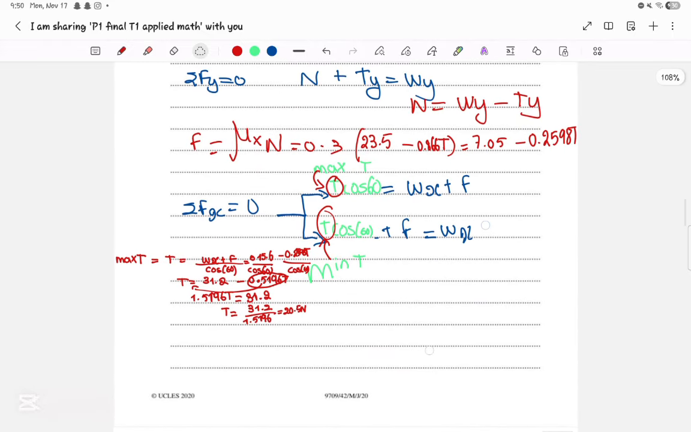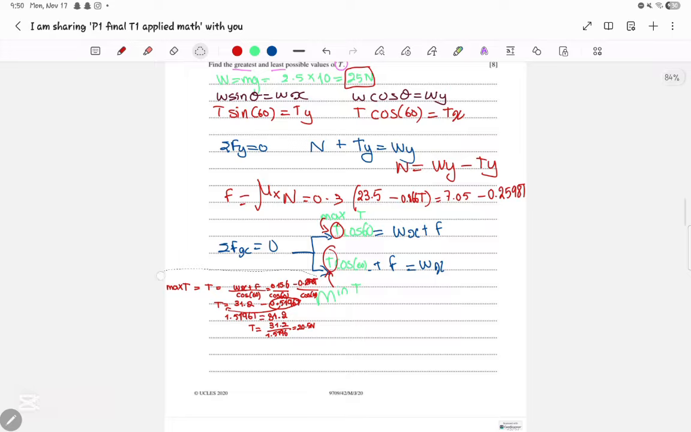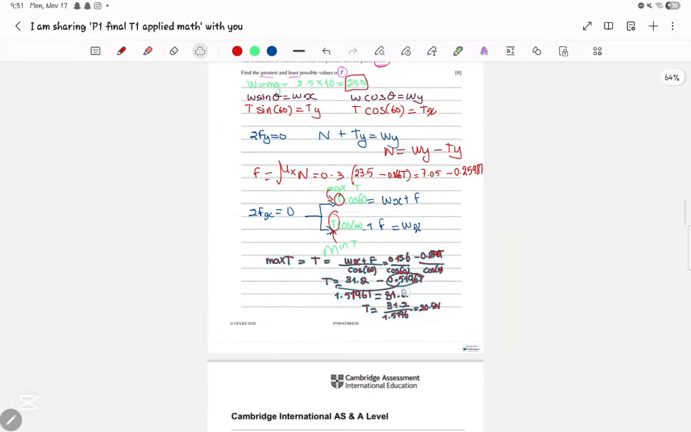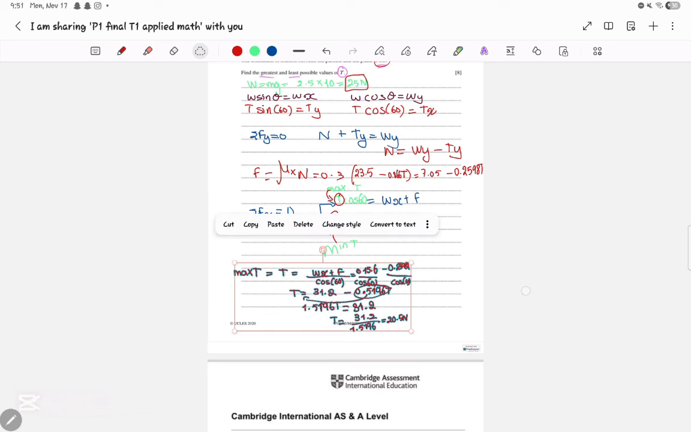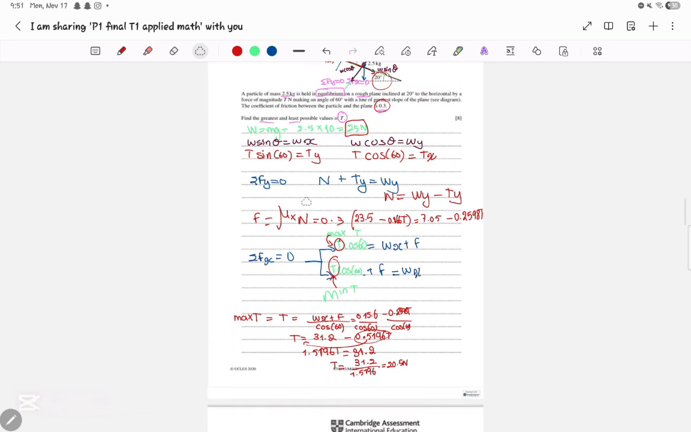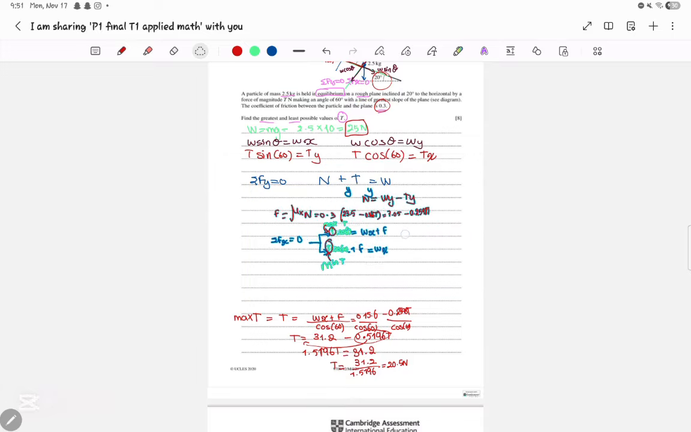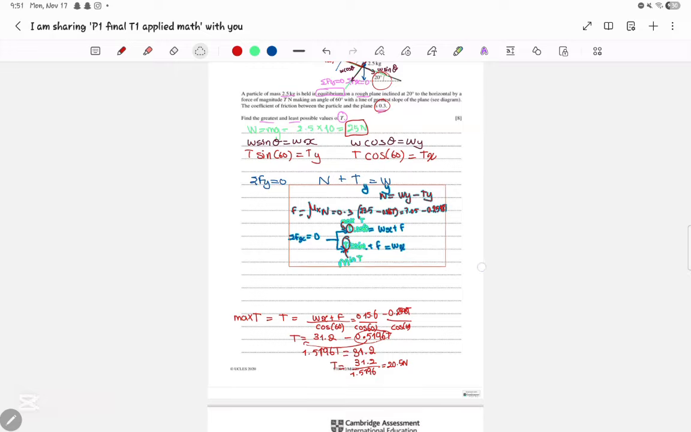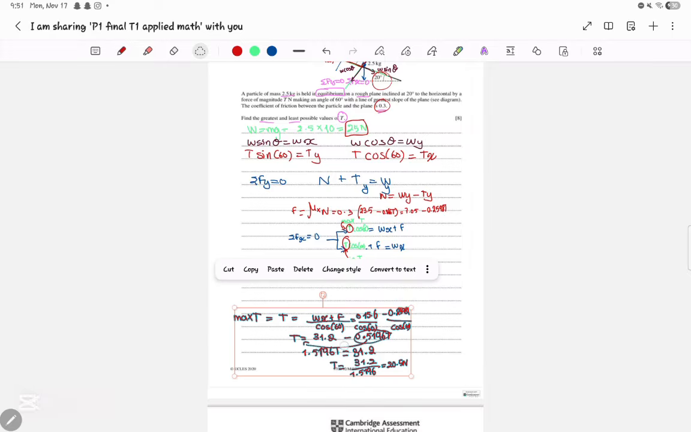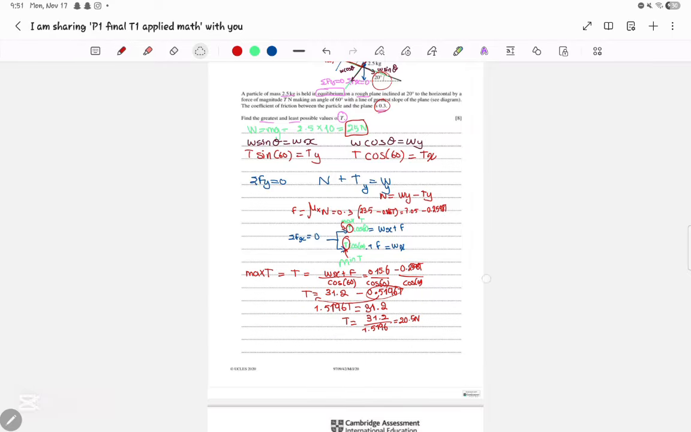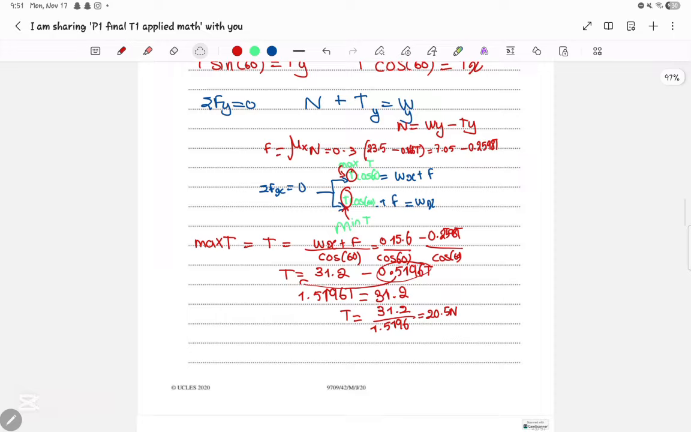Actually, it doesn't look nice. Hold on. It's better if it was a bit spaced out, so I'm going to shrink this part over here. Okay, so I shrunk this part. Now, I did this part to find the maximum tension. We still need one part for us to find what? To find the minimum tension.